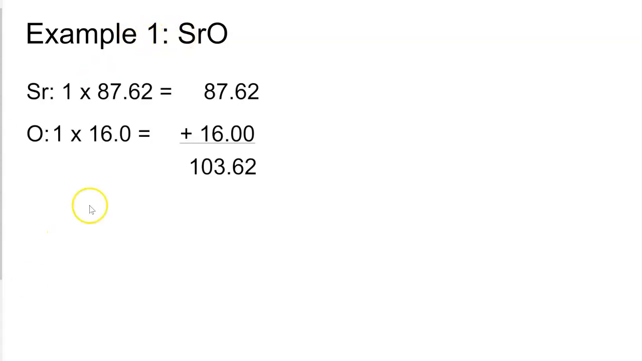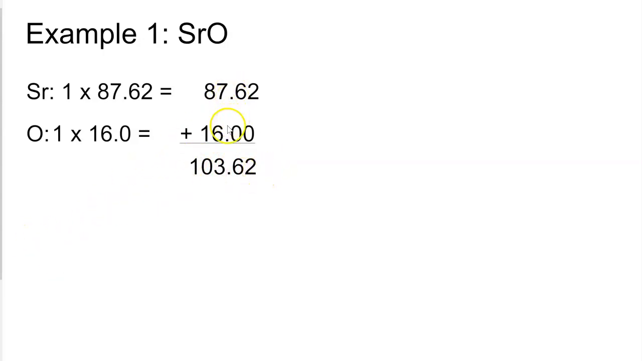Remember that you're going to list each element you have, how many you have, and then look up their molar masses. Remember, this is the decimal number on the periodic table. You multiply the number you have of each element times its molar mass. So I went 1 times 87.62, got 87.62. 1 times 16 got 16, then total that. We're going to talk about these as our parts. 87.62 is the Sr part and 16 is the O part, and then the whole is 103.62.